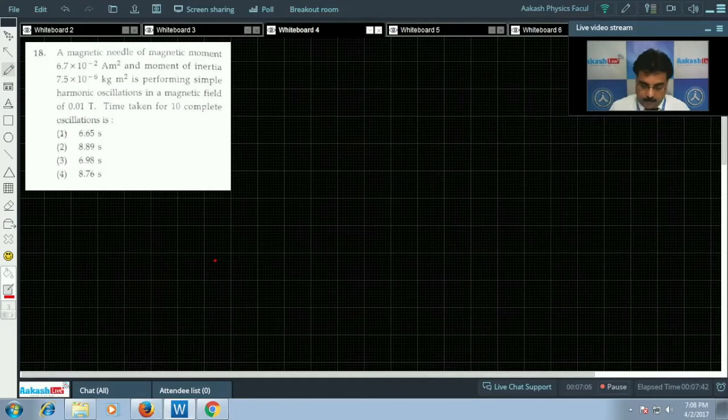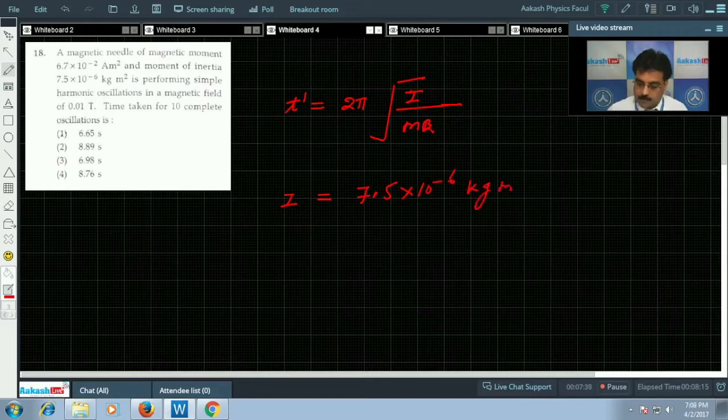So here you can see we have a formula. If I denote it by T dash, the time period in simple harmonic motion, we can write 2 pi root of moment of inertia upon magnetic dipole moment times magnetic field, right? So when you put in the given data, moment of inertia is 7.5 into 10 to the power minus 6 kg meter square, magnetic moment is 6.7 into 10 to the power minus 2 ampere meter square, and magnetic field is 0.01 tesla, you will get the value of T dash, right?